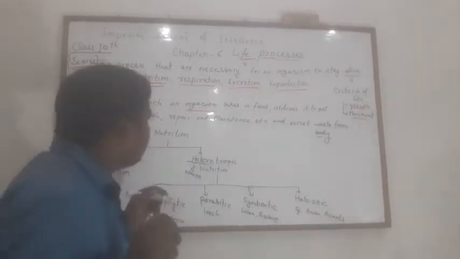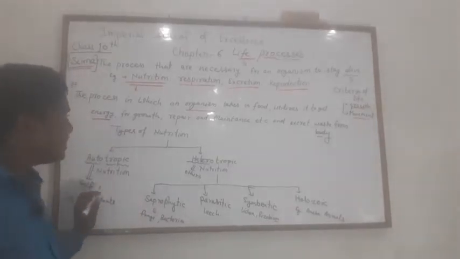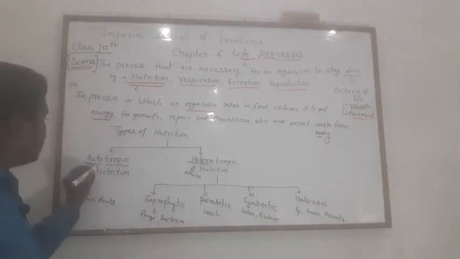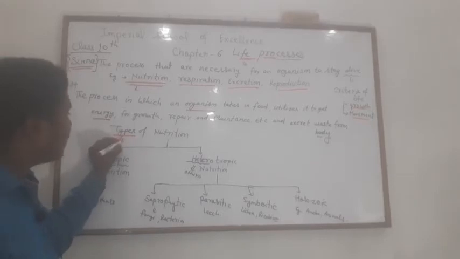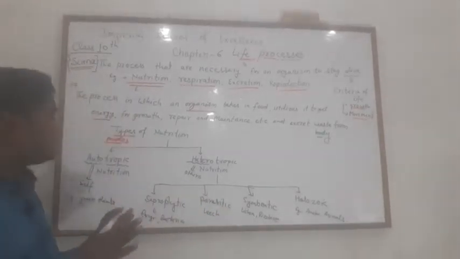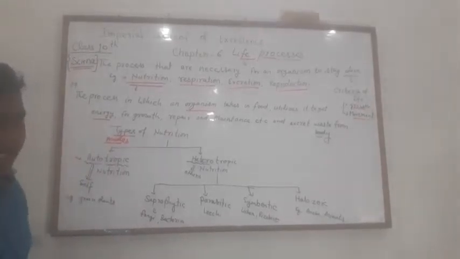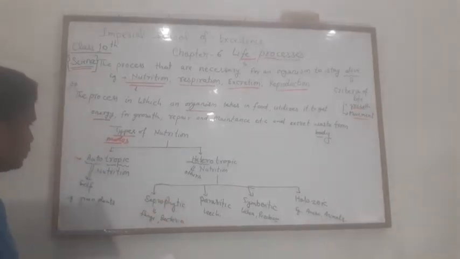And see, this nutrition is of two types. One is autotrophic nutrition and another one is heterotrophic nutrition. So these are the two modes of nutrition. One is autotrophic, so let's see what is this autotrophic, and then after we will move to heterotrophic. So let's see autotrophic nutrition.